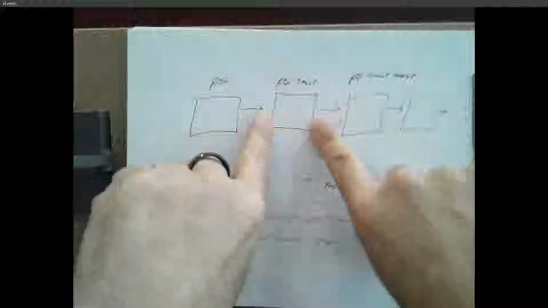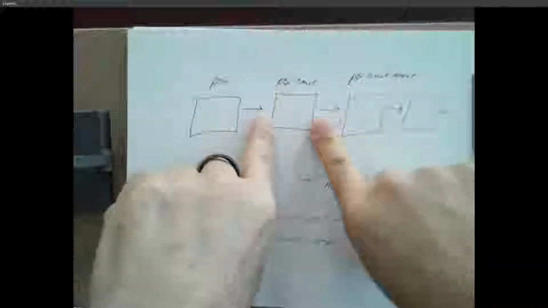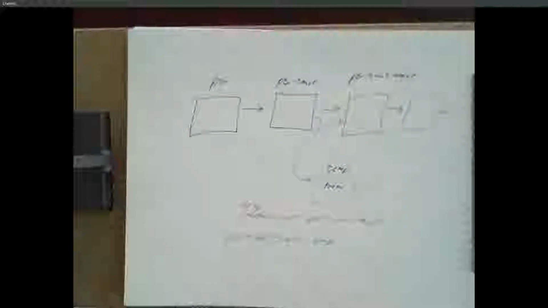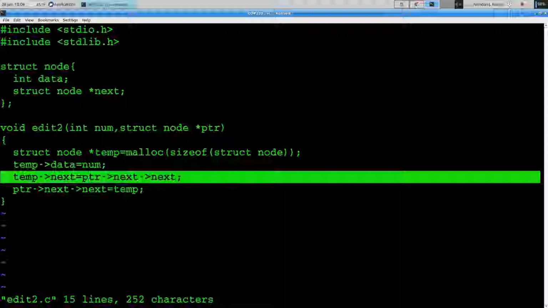Again, the wording is potentially ambiguous and confusing because pointer next next is this node, but it's actually the next field of this node, right? So when I say pointer next next equals temp, I'm not changing what this block is, I'm changing where this is pointing. So that should do the insert.